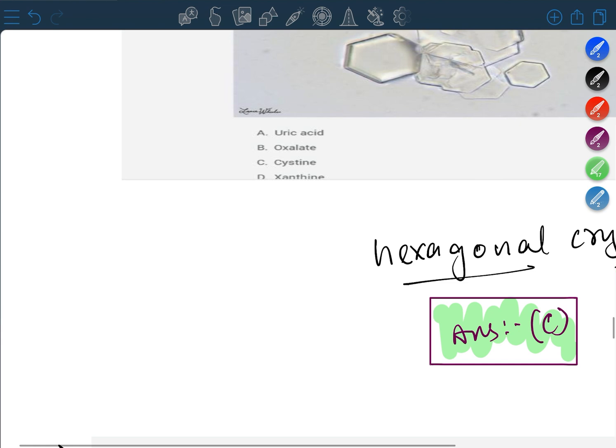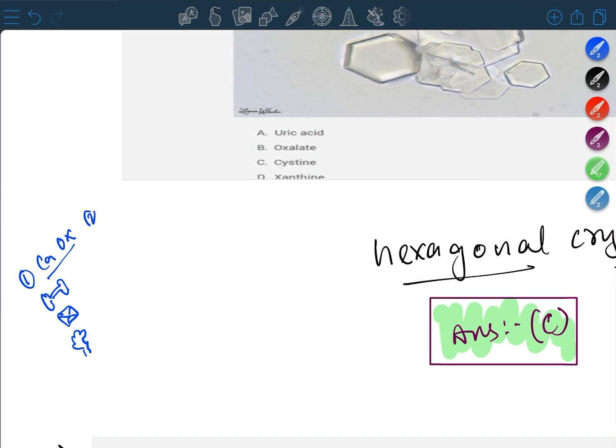Let me do a quick recap. There were 4 kinds of stone. First was calcium oxalate. Calcium oxalate were either dumbbell or envelope shaped. Another one was the spiculated mulberry stone. These were calcium oxalate. Second type of stone was triple phosphate, staghorn or struvite. What was it? There was a coffin lid-like appearance. Third comes cystine. Cystine crystals are hexagonal.